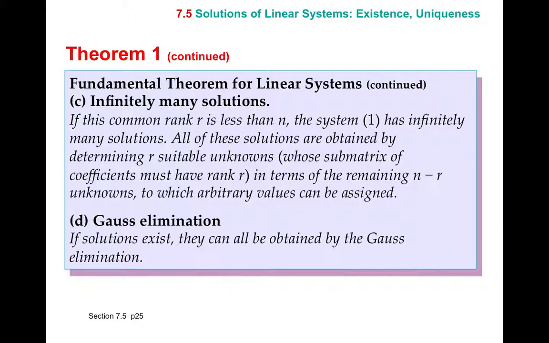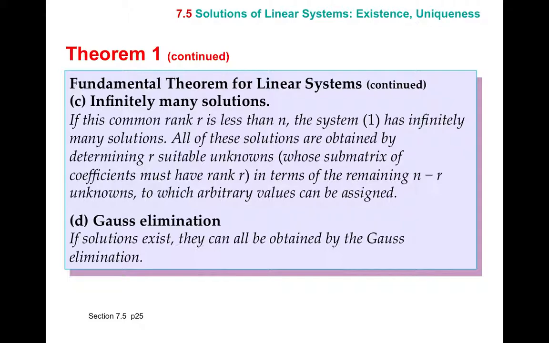We have infinitely many solutions if the rank is less than n, so we would have an unspecified variable that we would have to parameterize. All the solutions are obtained by determining the suitable unknowns. So if you have rank r, you would have to solve for r unknowns, and then you would have to assign arbitrary values to your remaining unknowns.